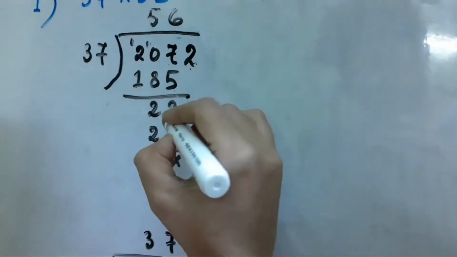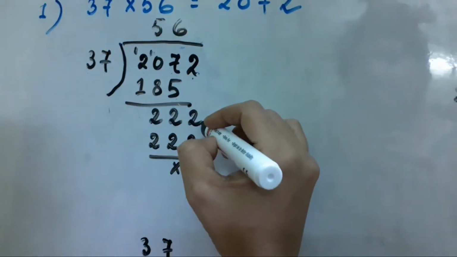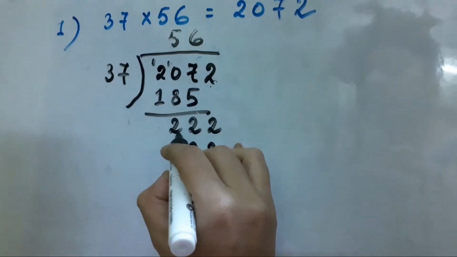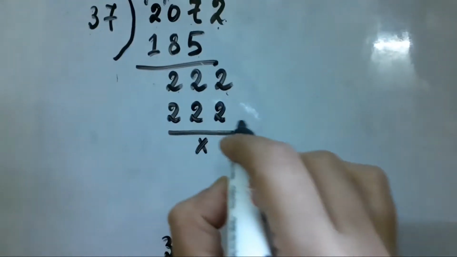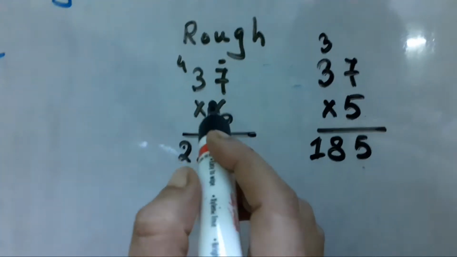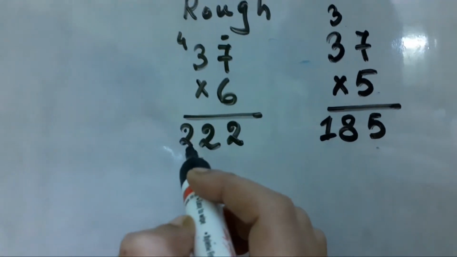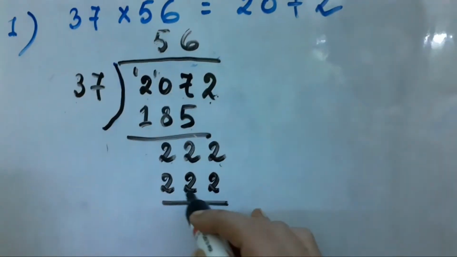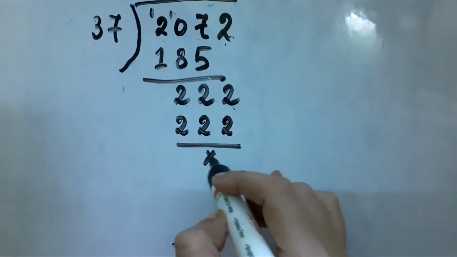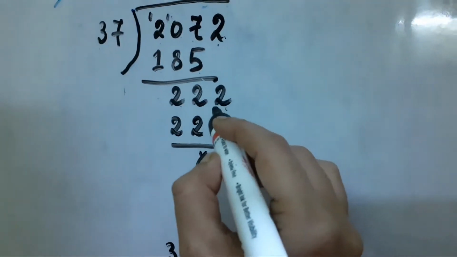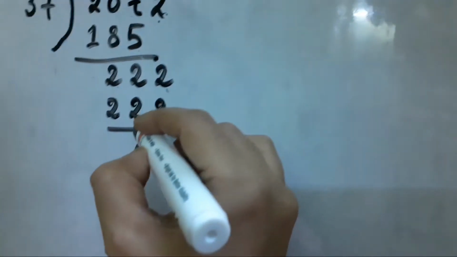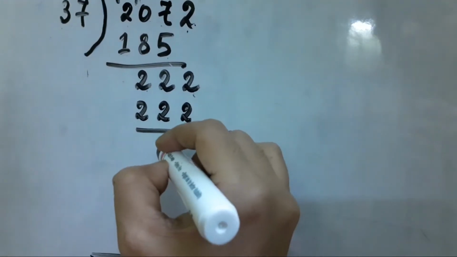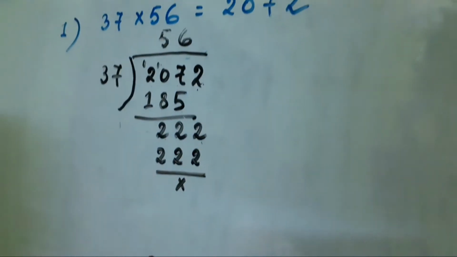Now we will bring down these two. As 22 is smaller than 37, now the number is 222. Now 37 multiplied by 6 gives 222. Write here 222. Now if we subtract 222 from 222, we will get 0. So I have written cross here.